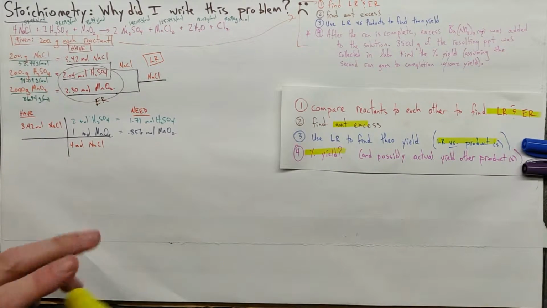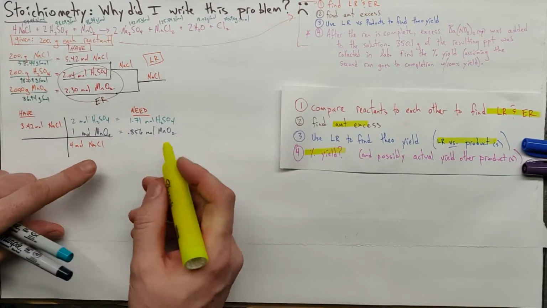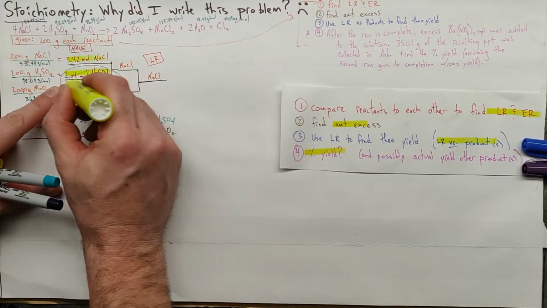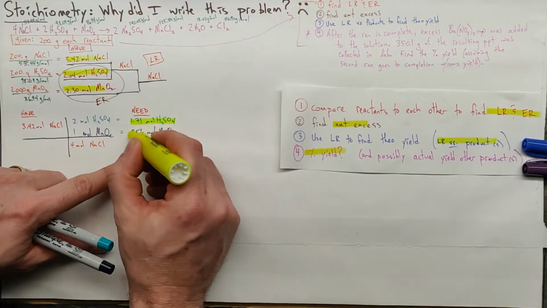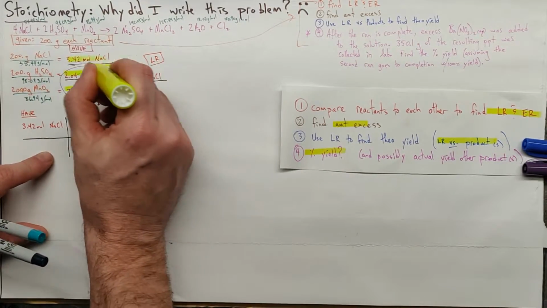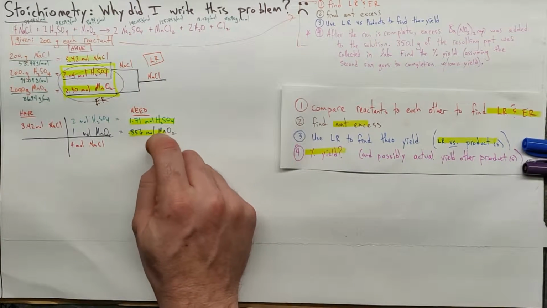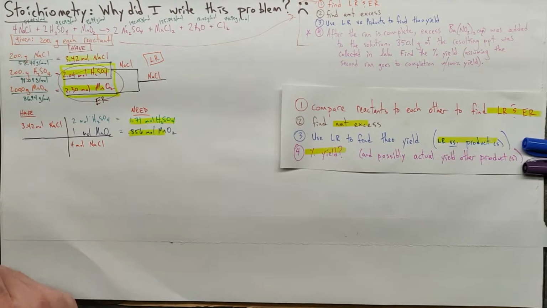And I want to try and match those up. So I have these three amounts, and I'm going to compare these for my excess to get our amount excess. So we compare our needs to the limiting to find our amount excess.